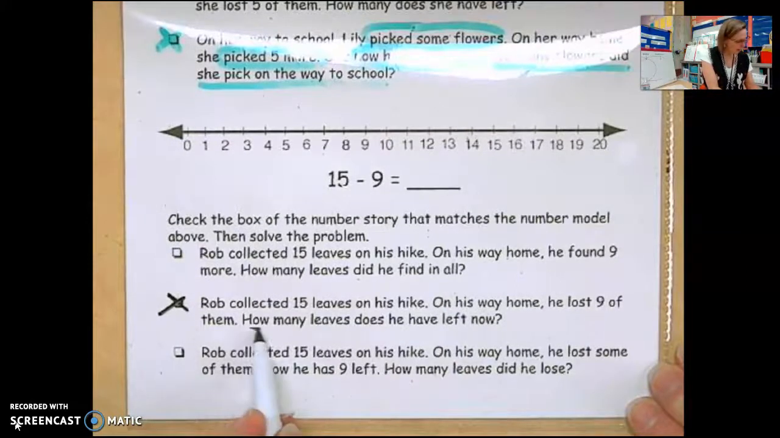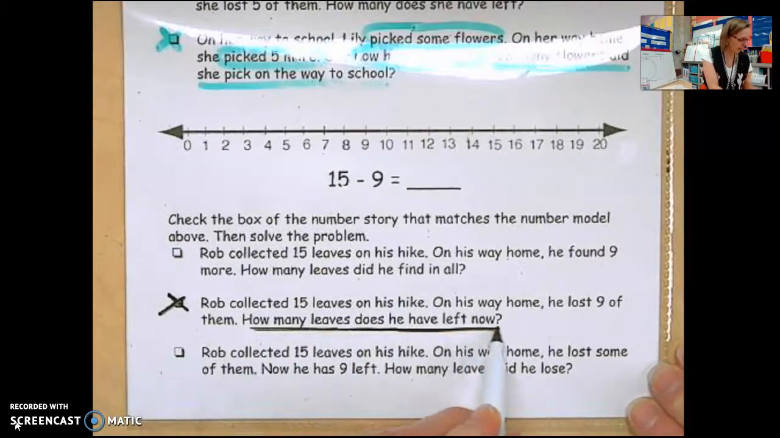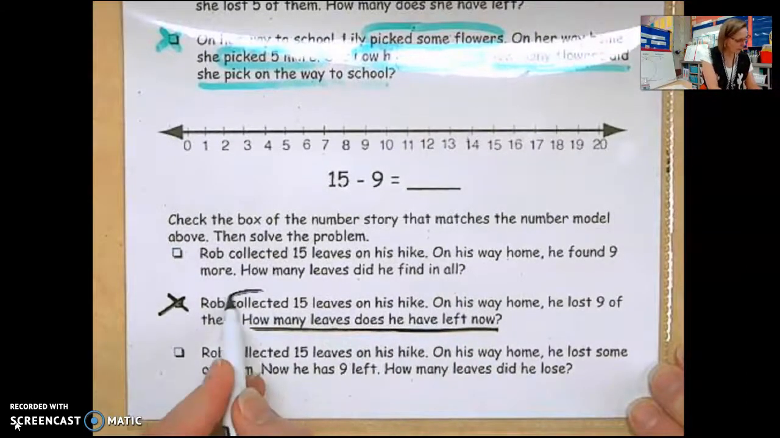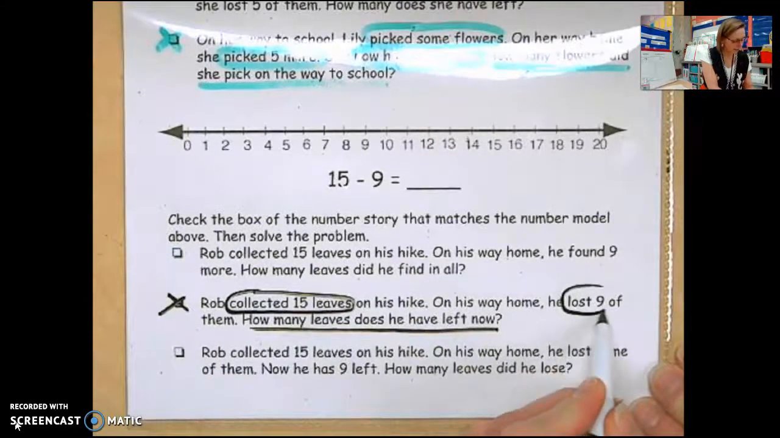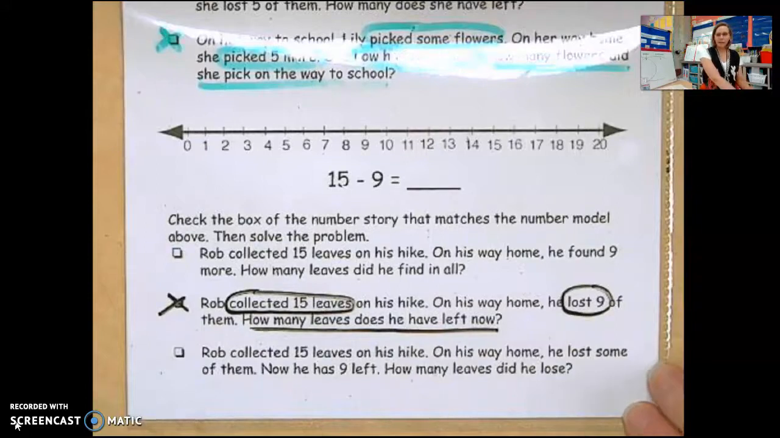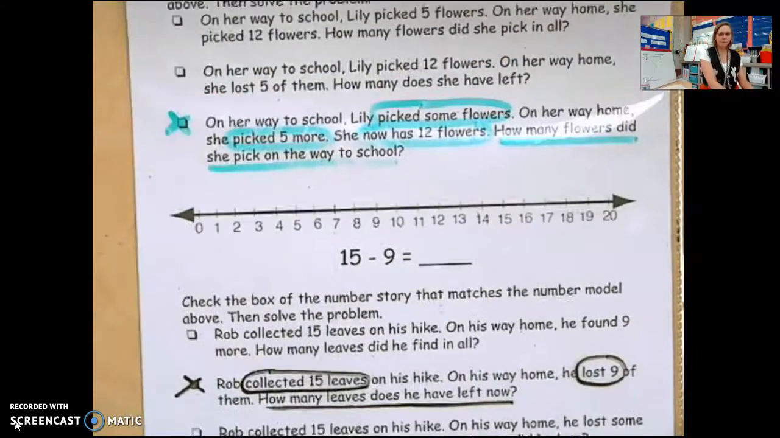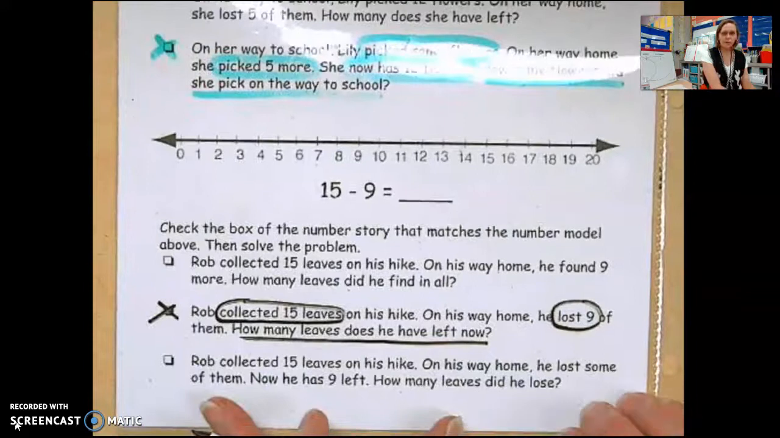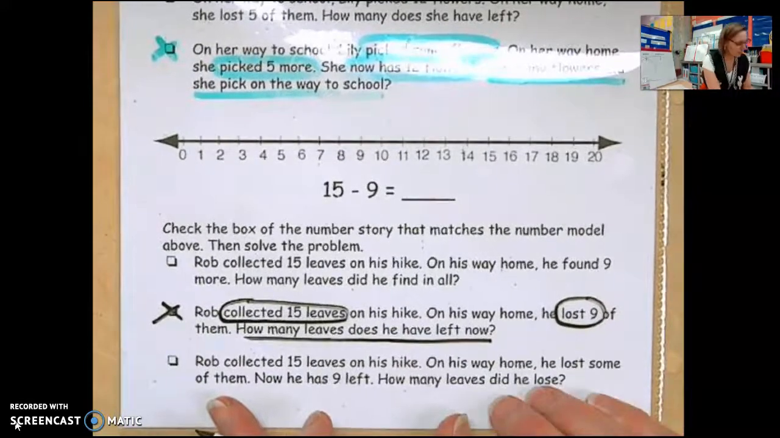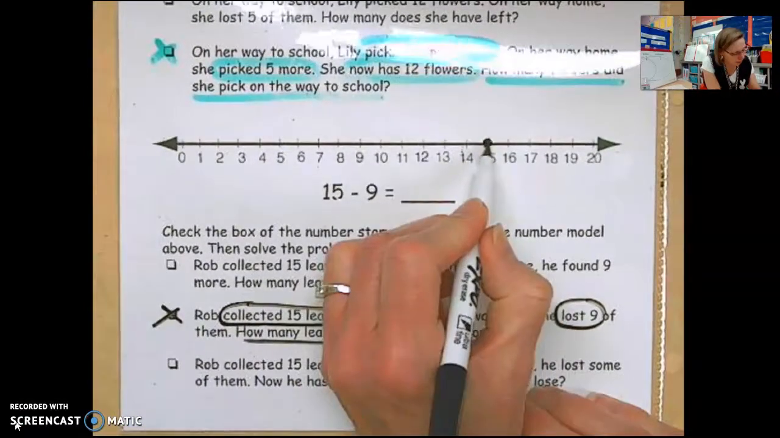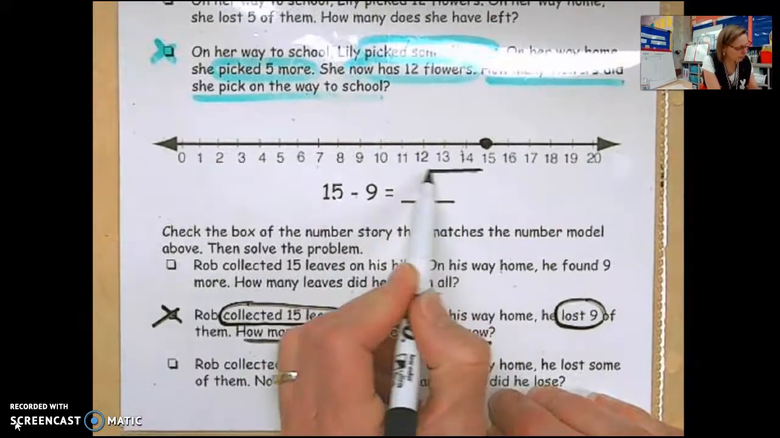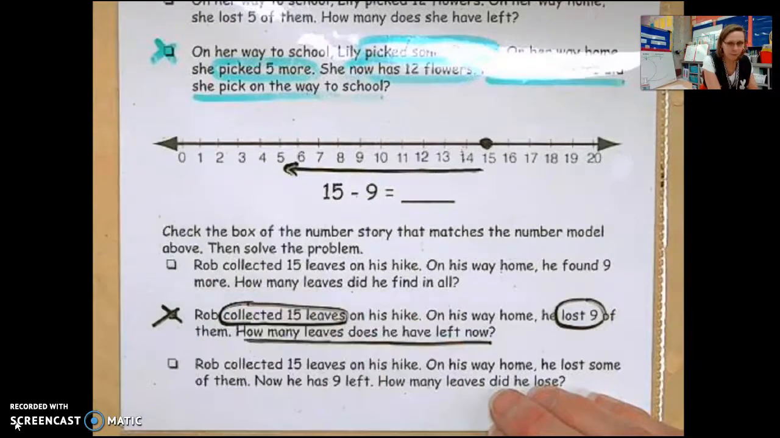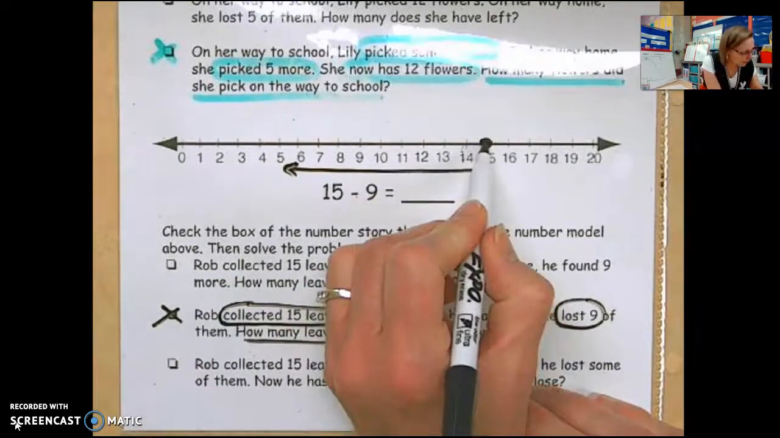All right, so how many leaves does he have left now? We know that he collected 15 leaves on his hike. We know that he lost 9. All right, that's what we've got. Let's go ahead and solve it. We know the starting number. He started at 15, and we have to take away 9, so we need to go this way 9 hops. That's an easy one, isn't it? Here we go. Ready, begin.